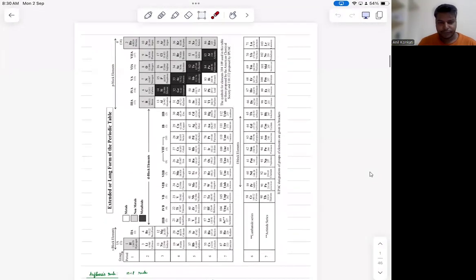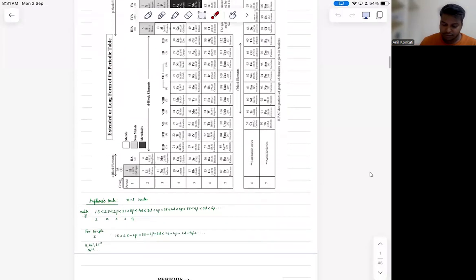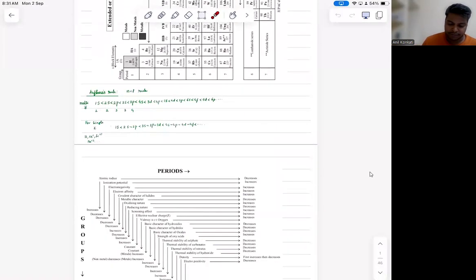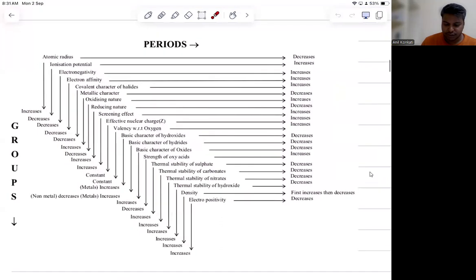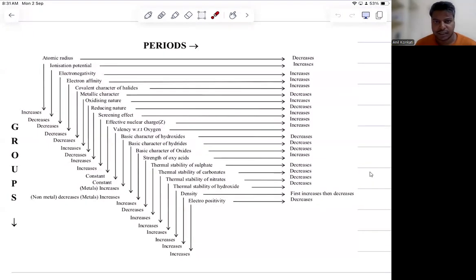Right, guys, we'll discuss periodic properties. I'll share these notes after the end of class. So, the long form periodic table. These are a few important pointers which we need to know first. How do things change from left to right and down the group?